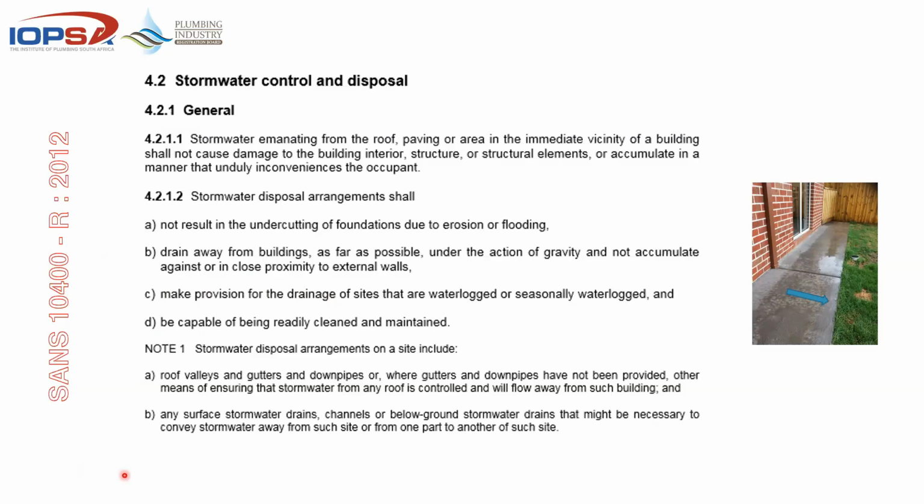And then just a note that says that stormwater disposal includes roof valleys, gutters, and downpipes. Where gutters and downpipes have not been provided, other means of ensuring drainage are needed, like that slab. It also includes any surface stormwater drains, in other words paving, channels, and below ground drains that might be necessary to convey stormwater. You need to make sure that these things are connected.